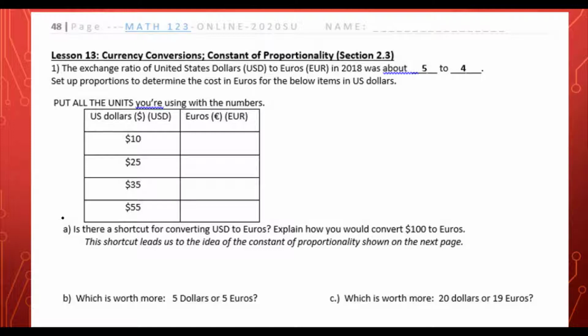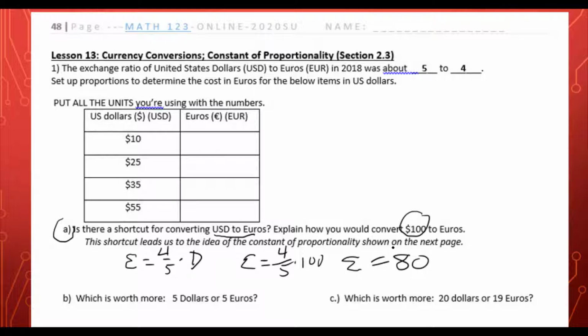So we'll do A here. Is there a shortcut for converting dollars to euros? And the answer is yes, we just went through it, right? So how are we going to convert $100 to euros? Well, we have a basic equation. Euros equals 4/5 times dollars. If we know the dollars, euros equals 4/5 times 100, which would mean 100 divided by 5 is 20, and 20 times 4 is 80, or do it on your calculator. $100 is worth 80 euros.